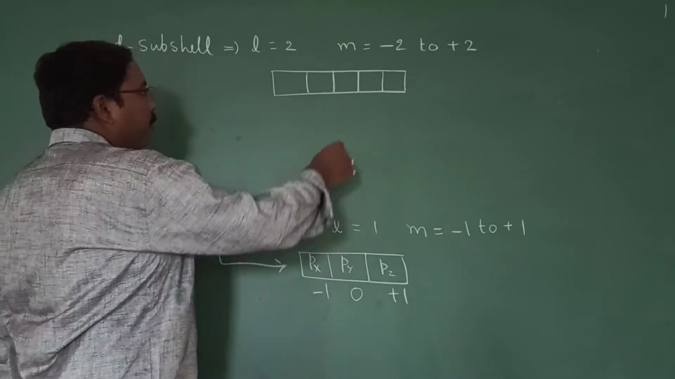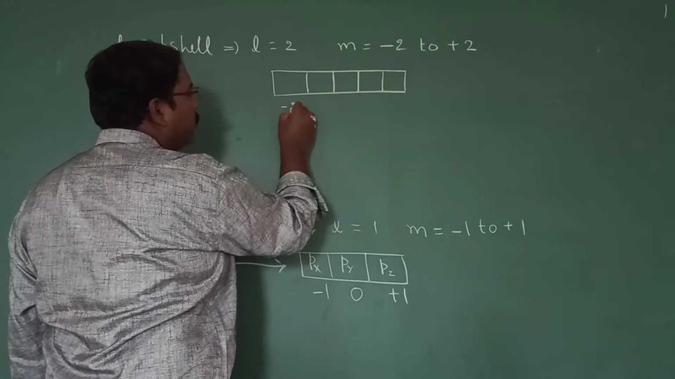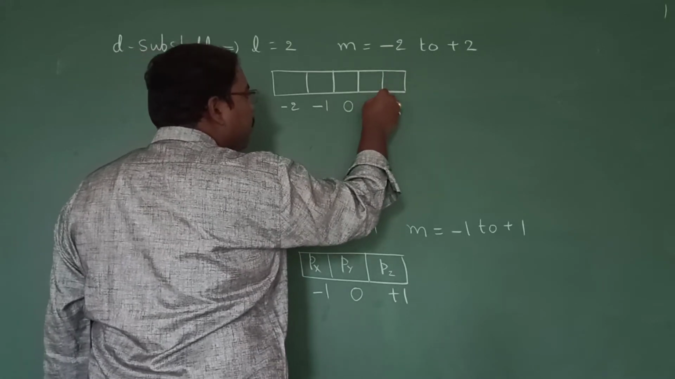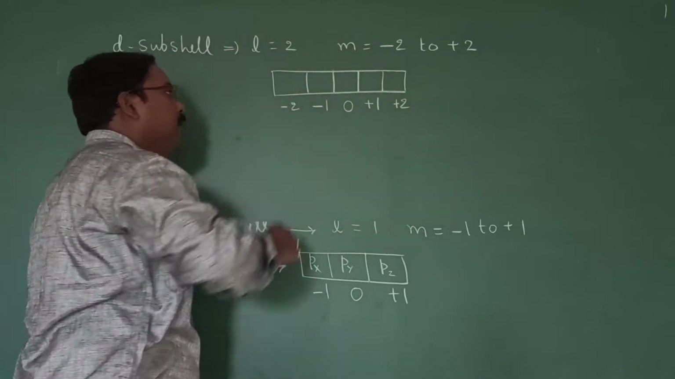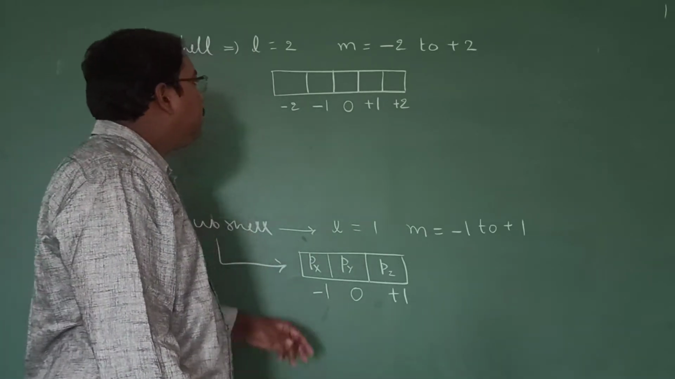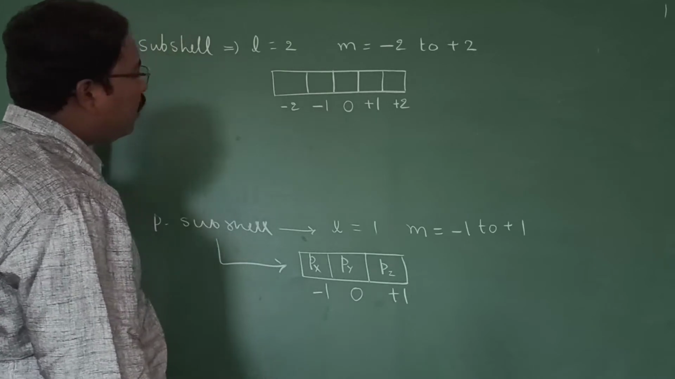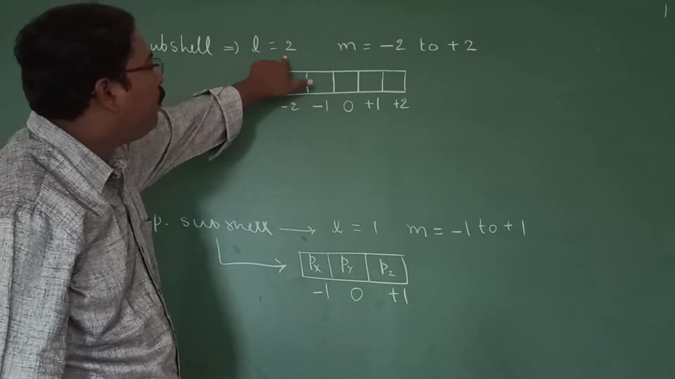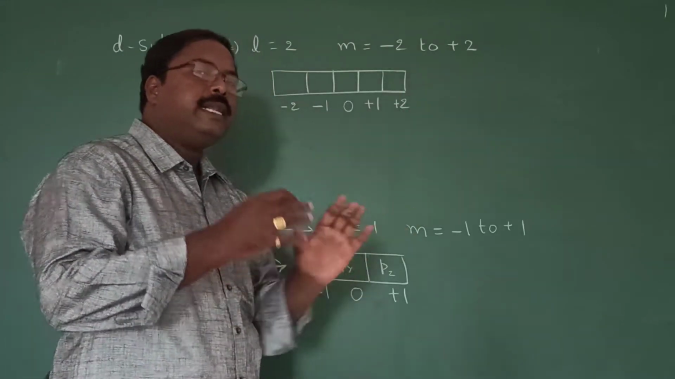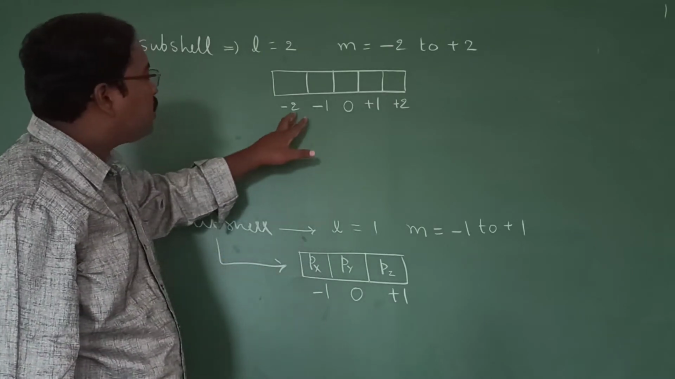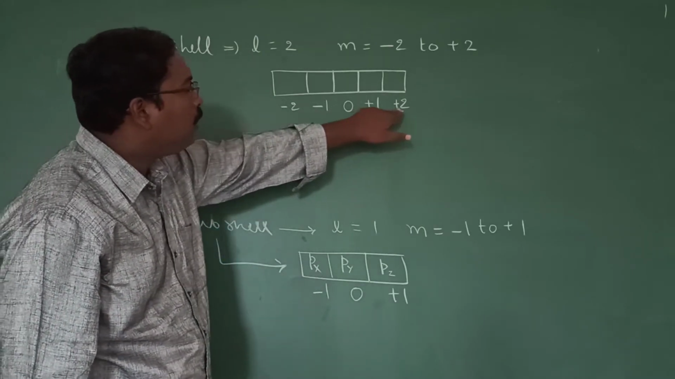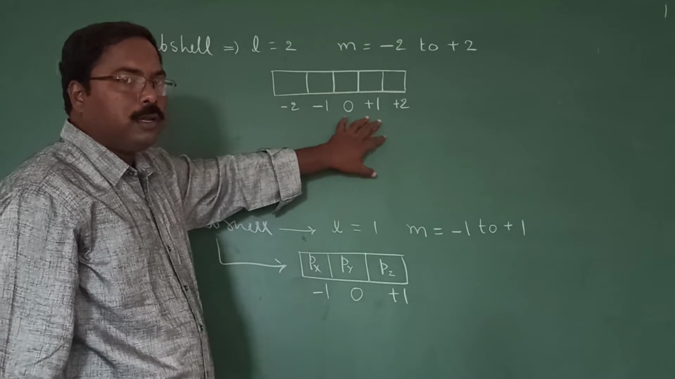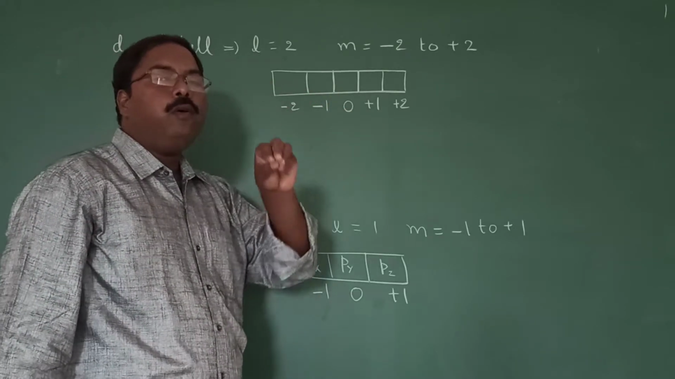Now coming to this one: minus 2, after that minus 1, 0, the next plus 1 and then plus 2. So these are the m values for the D subshell. Because its L value is 2, the m values will be from minus 2 to plus 2. What are the numbers between minus 2 and plus 2? Minus 2, minus 1, 0, plus 1, plus 2. So a D subshell contains 5 m values, which means a D subshell will have 5 orbitals.